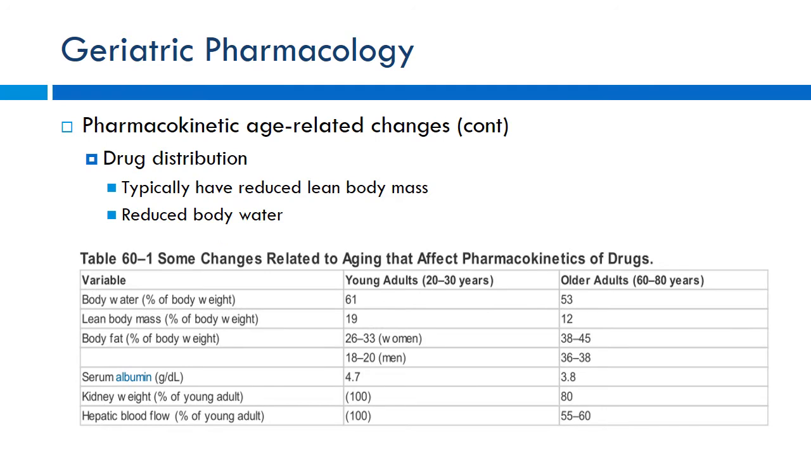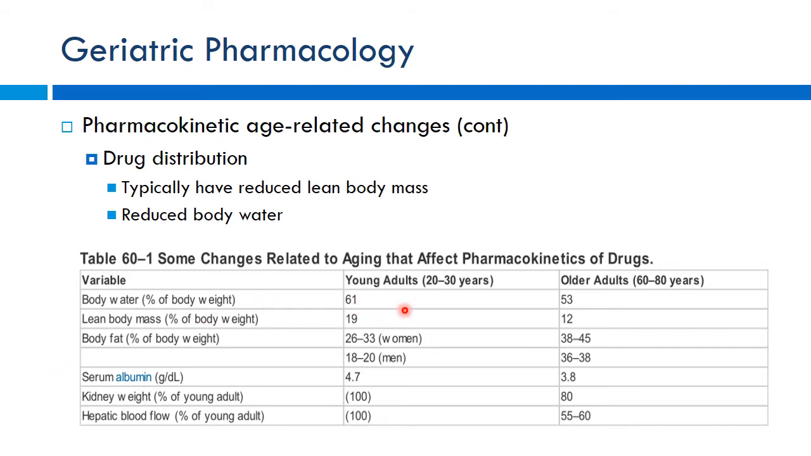Looking at drug distribution, typically you'll find that as patients get older, they have more fat tissue develop and less muscle mass. So typically they'll have a reduced lean body mass and a reduced body water, which can affect the volume of distribution for several different types of drugs. For things with high lipophilicity, you can see increases in volume of distribution due to increased fat tissue. Patients taking hydrophilic medications may see a diminishment in volume of distribution due to body water going down, so more of that drug is kept within the plasma.